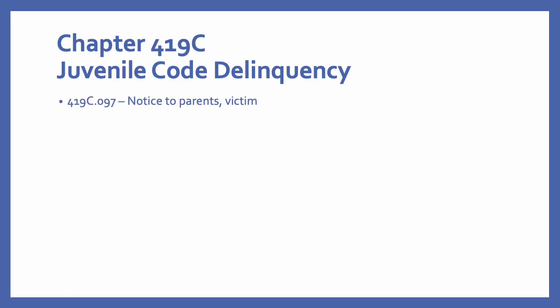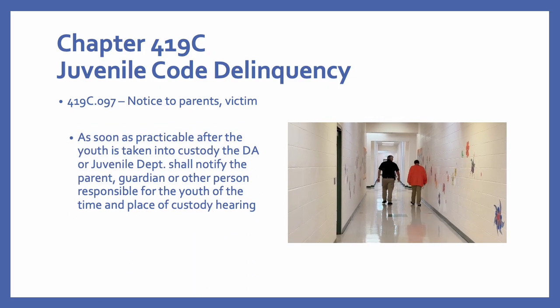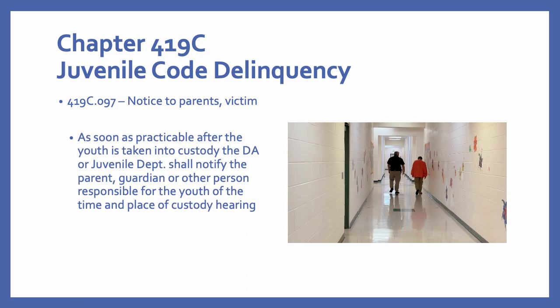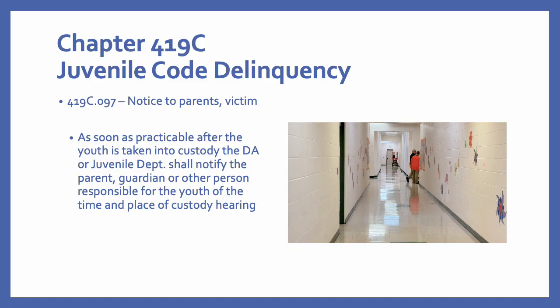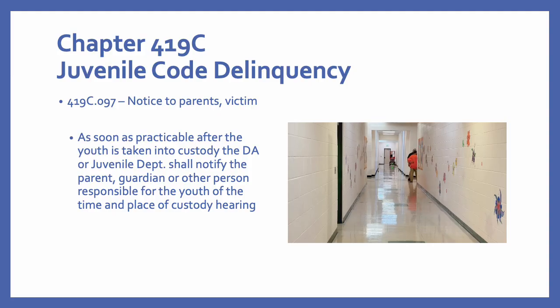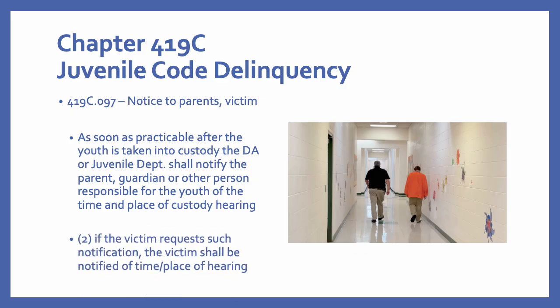419C.097 Notice to Parents and Victim. As soon as practical, after the youth is taken into custody, the district attorney or the juvenile department shall notify the parent, guardian, or other person responsible for the youth of the time and place of a custody hearing. Again, there are 36 different ways of doing this. In some departments, the juvenile department is who makes these notifications and files any paperwork, and in other counties, it's the DA's office. Subsection 2 talks about the victim requests such notification.